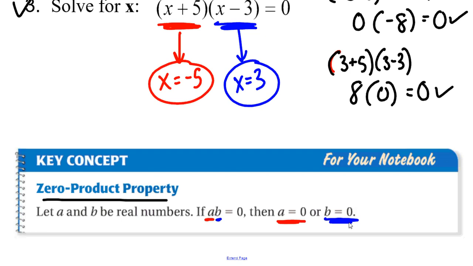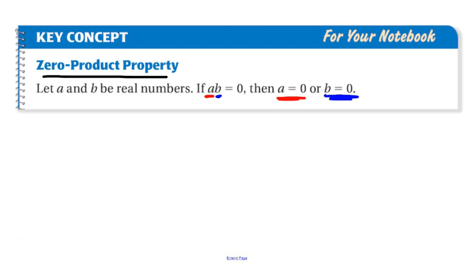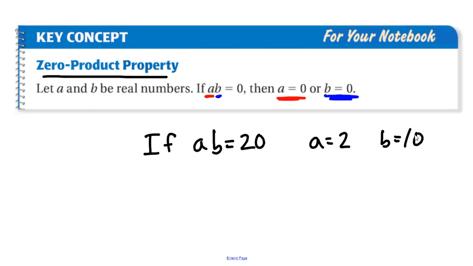And actually, 0 is a very special number. It's the only number that this is really ever going to work for. Here's an example. What if I told you if A times B equaled 20, is it guaranteed that A or B has to be 20? No. For example, A could be 2 and B could be 10. A could be 40 and B could be a half. There's literally an infinite amount of possibilities that I could come up with.